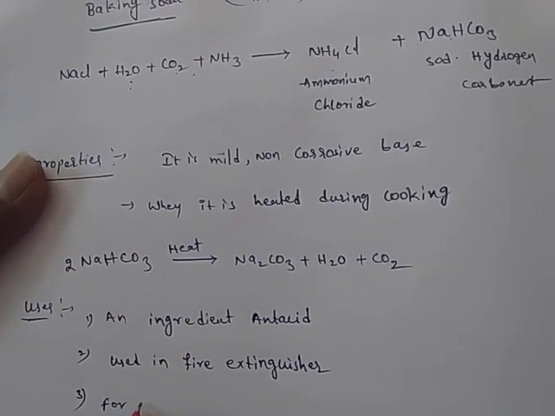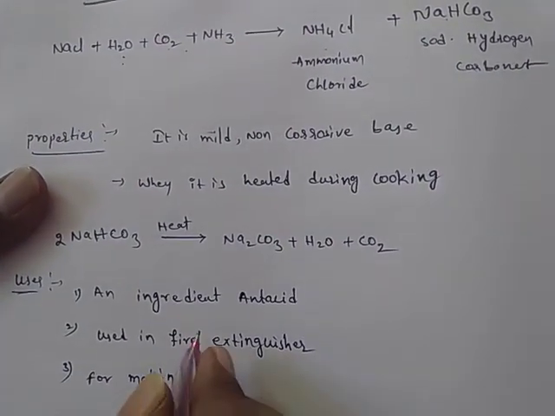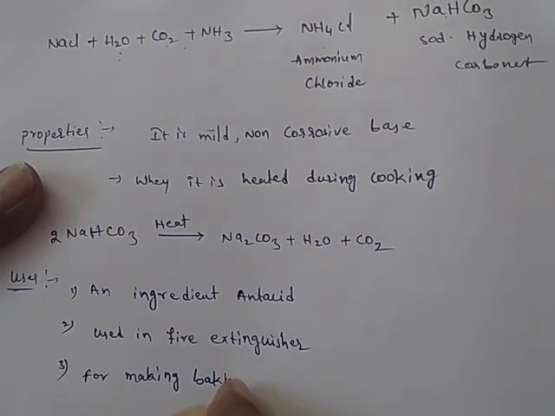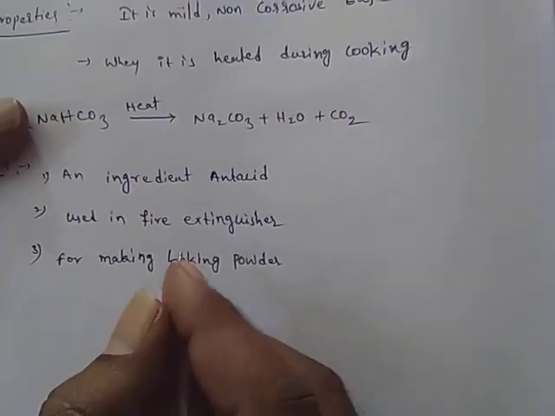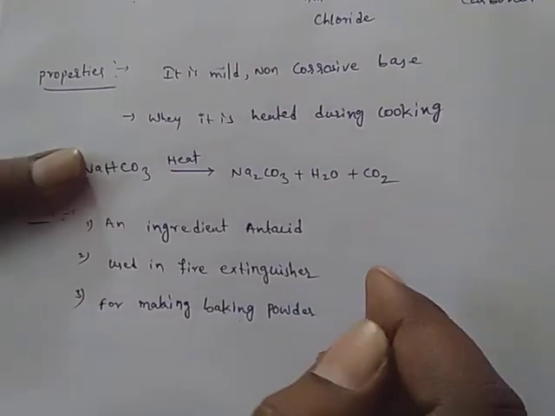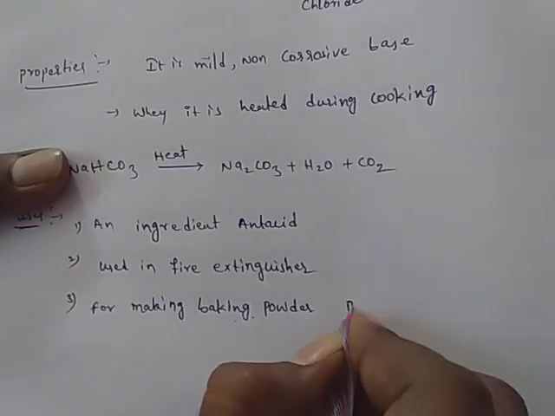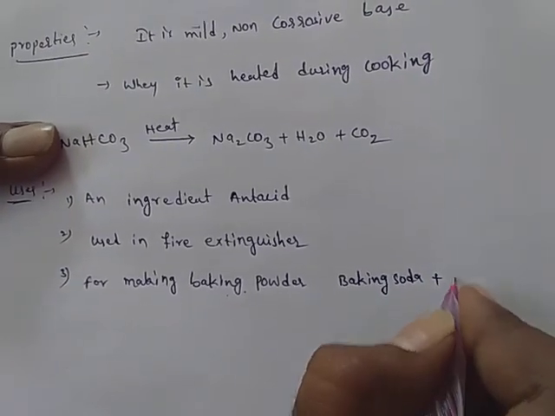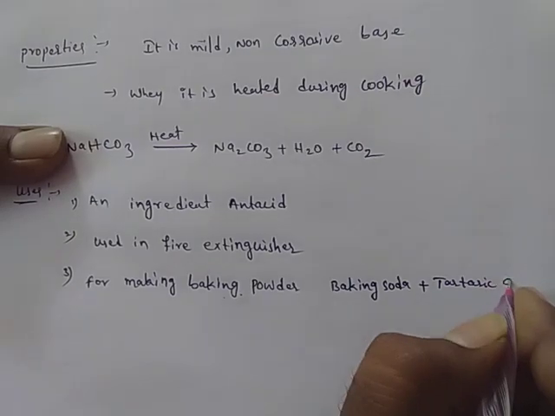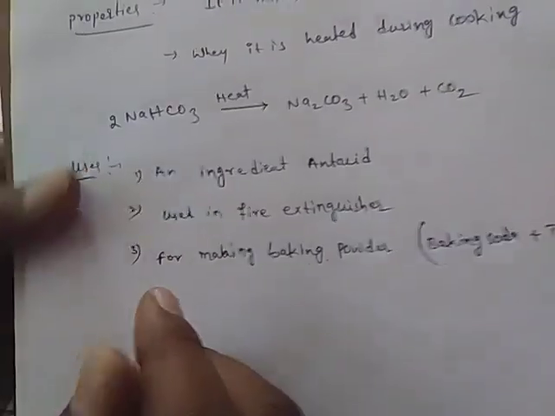And the third point, for making baking powder. What is the difference between baking powder and baking soda? Baking soda is NaHCO3. What is baking powder? Baking powder is a mixture of baking soda and tartaric acid. This is the difference between baking powder and baking soda.